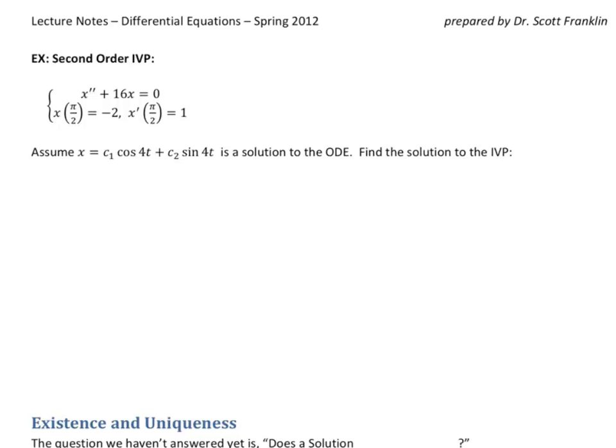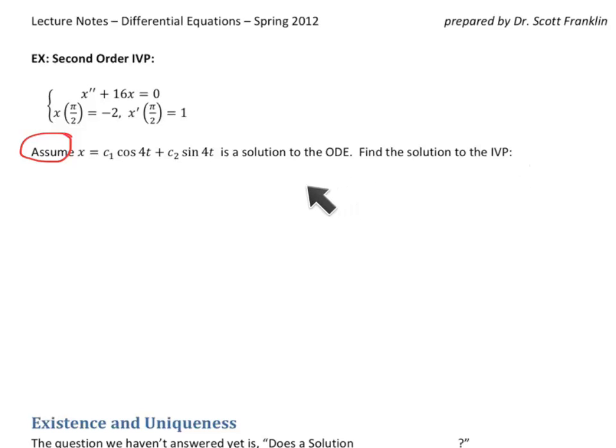All right, now let's look at the second order initial value problem. In our previous examples, we were doing first order initial value problems. So now we're going to look at a second order. As before, we're going to assume we know the answer. x is equal to C1 cosine 4t plus C2 sine of 4t. We're going to say, let's know that that's a solution. Let's find the solution to the initial value problem.